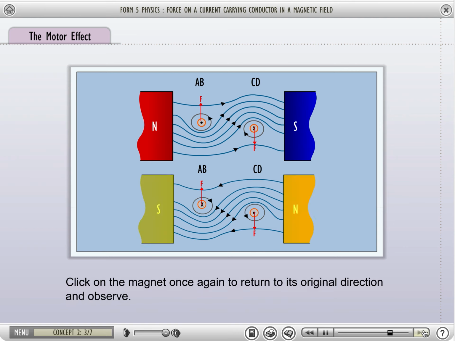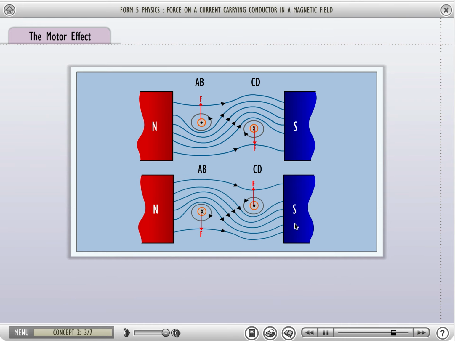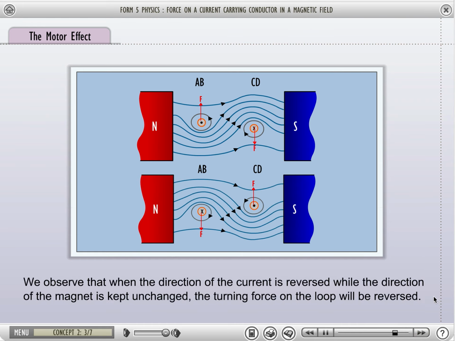Click on the magnet once again to return to its original direction and observe. We observe that when the direction of the current is reversed while the direction of the magnet is kept unchanged, the turning force on the loop will be reversed.